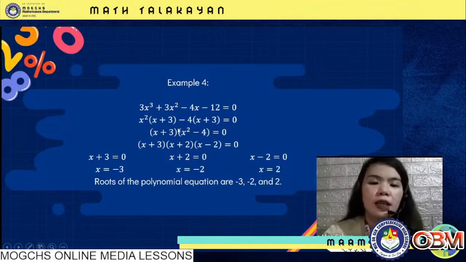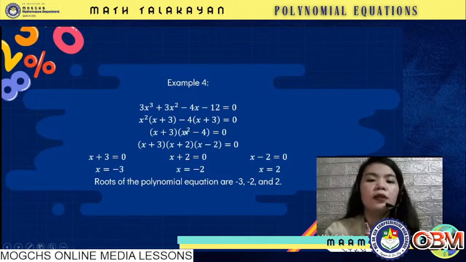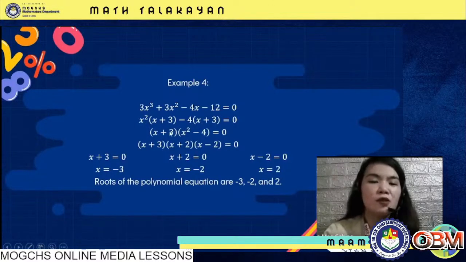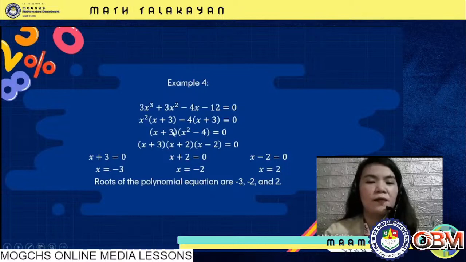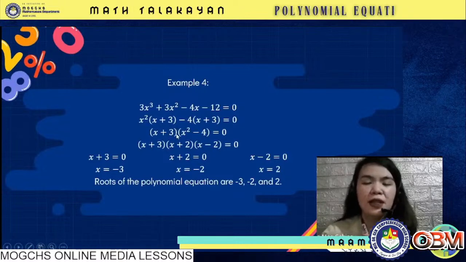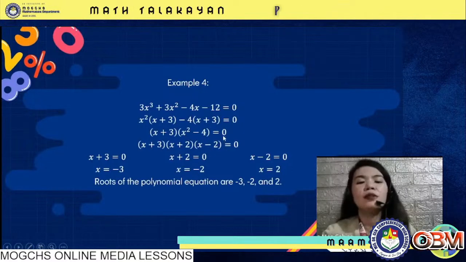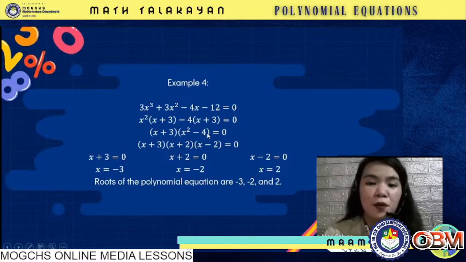So in this case, since they have x plus 3 both, we made it as 1, and then we have x squared and negative 4x as 1. So we have quantity x plus 3 times the quantity of x squared minus 4 is equal to 0. In this case, we can still factor x squared minus 4, right?